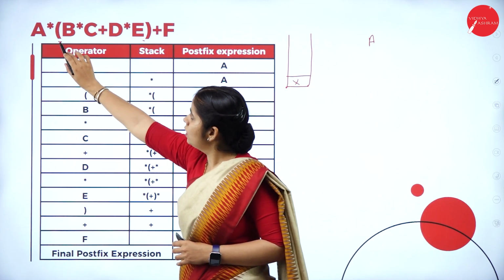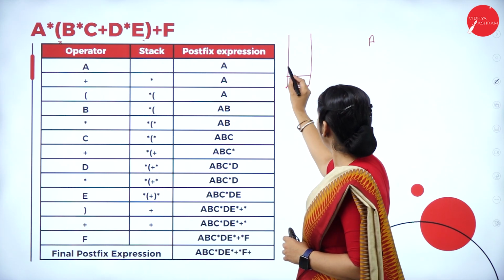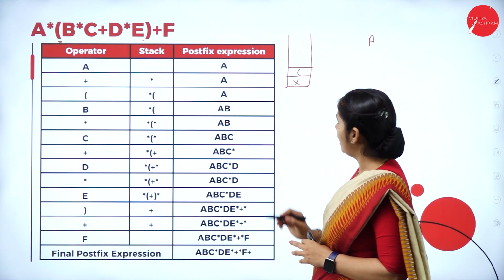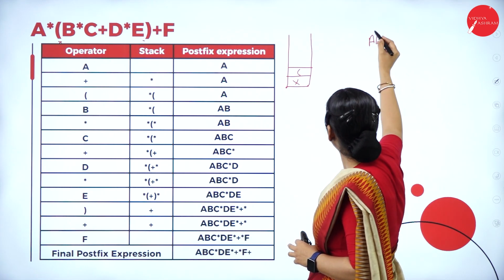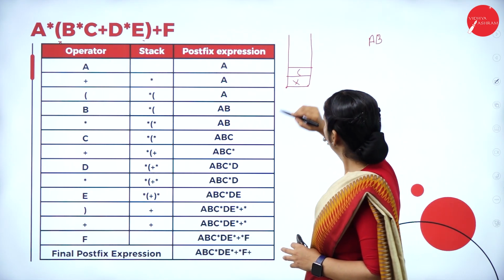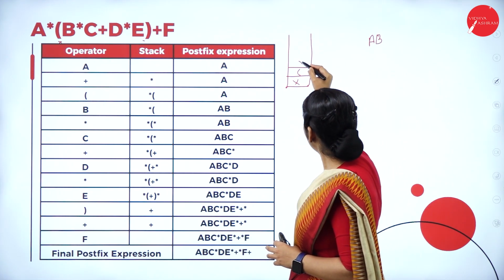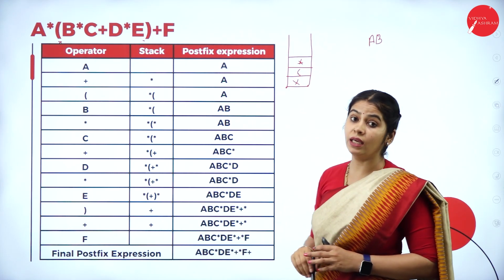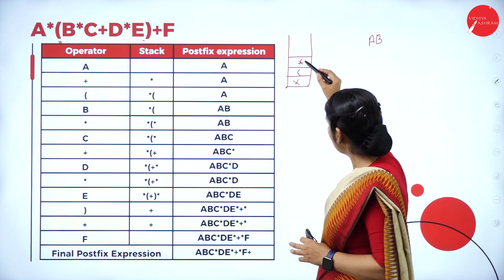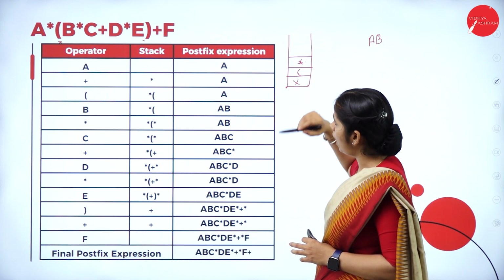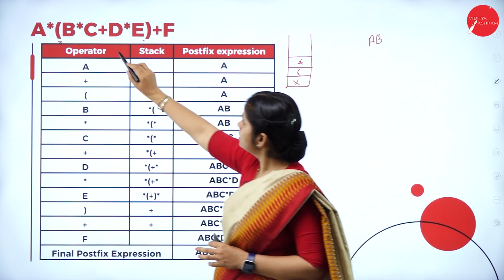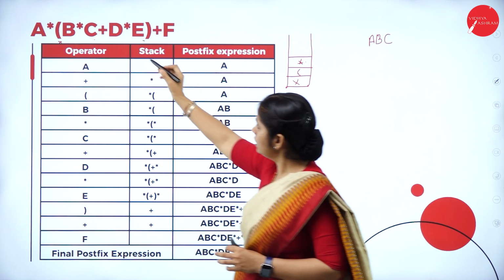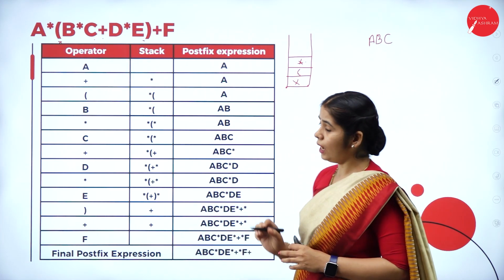Next, what we have is an opening brace, a left parenthesis. Push that into the stack. Then again, what I have is an operand. Then what we have is star. Here you can check, the opening brace has a higher priority than the star, so we are not popping it out. Next, what we have is C. So print the C. Next, what we have is plus, right?